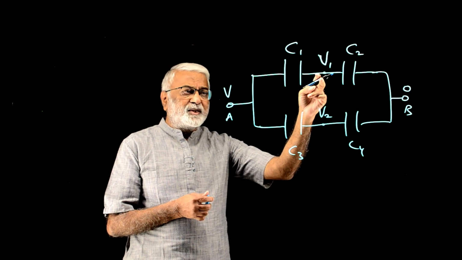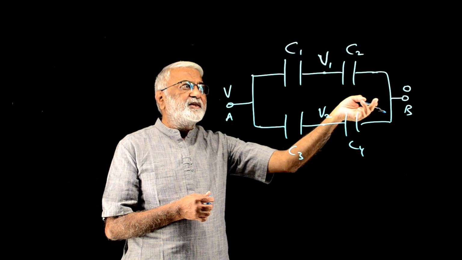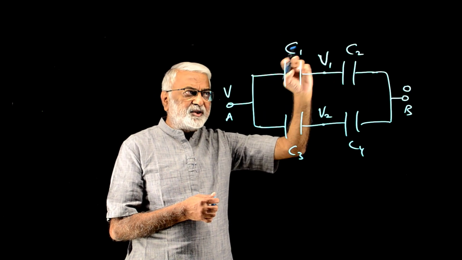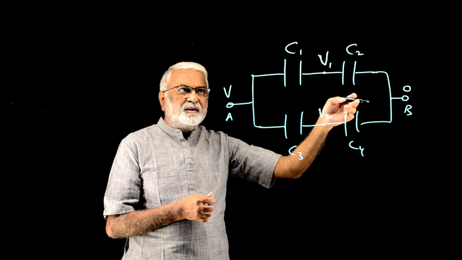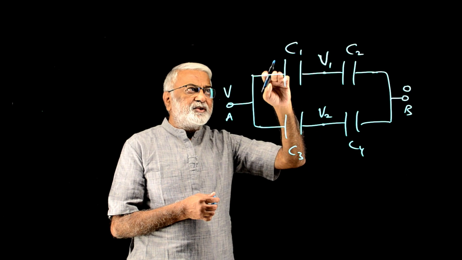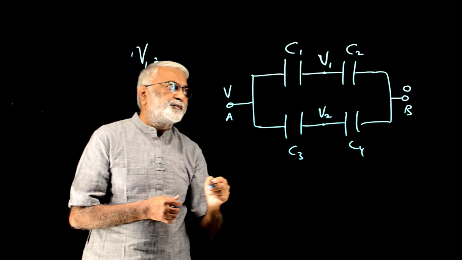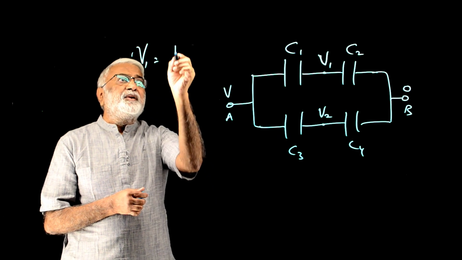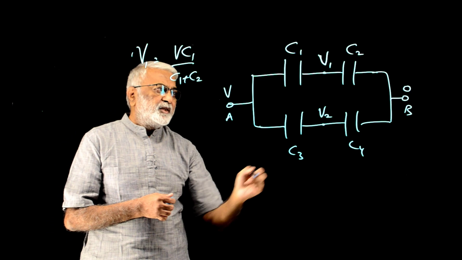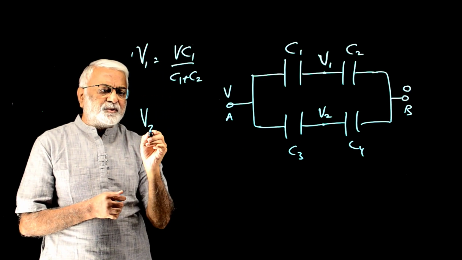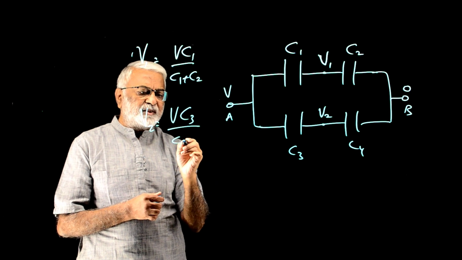So if you are asked what is V1, you would say that is the potential difference across C2. Since V divides in the inverse ratio, C2 is to C1, this is the C1 part of V. As it's divided in the ratio C2 is to C1, V1 will come out to V C1 by C1 plus C2. Similarly, V2 will come out to V C3 by C3 plus C4.